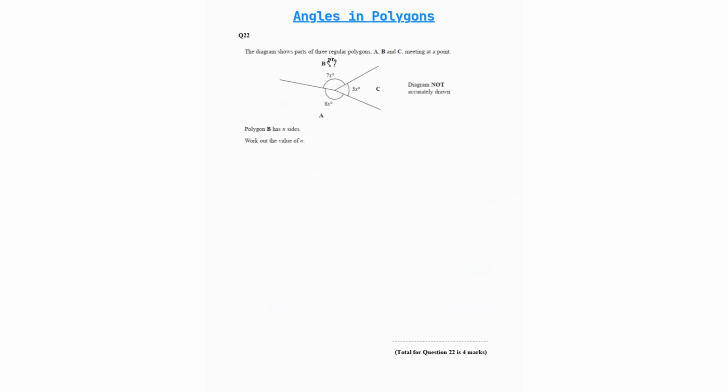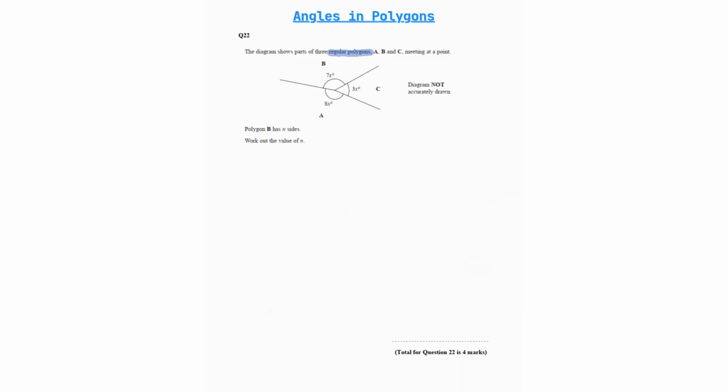Then it says the diagram shows parts of three regular polygons A, B, and C meeting at a point. Polygon B has n sides. Work out the value of n. So the key word over here is regular polygons. That means the interior angles are equal for all of these.